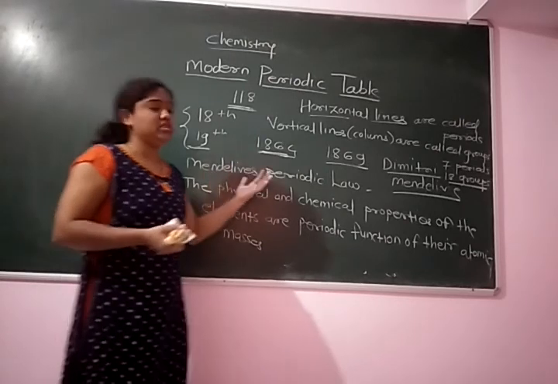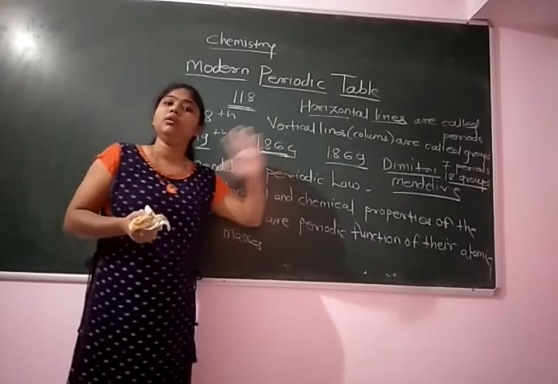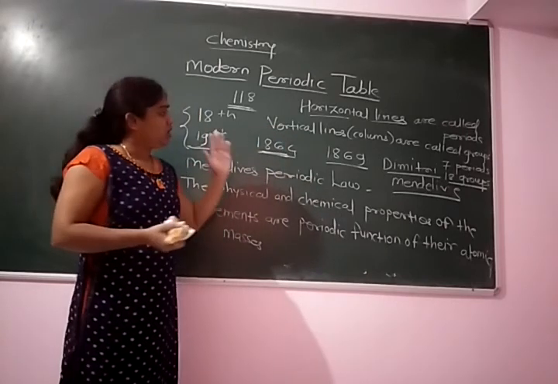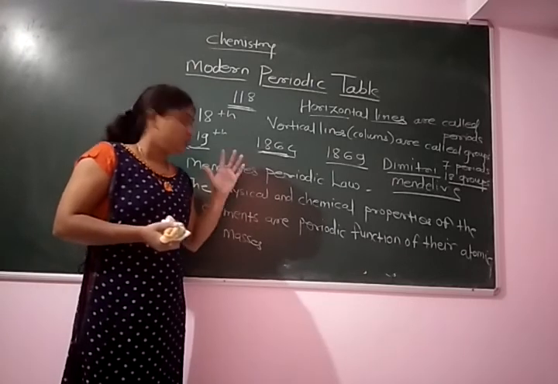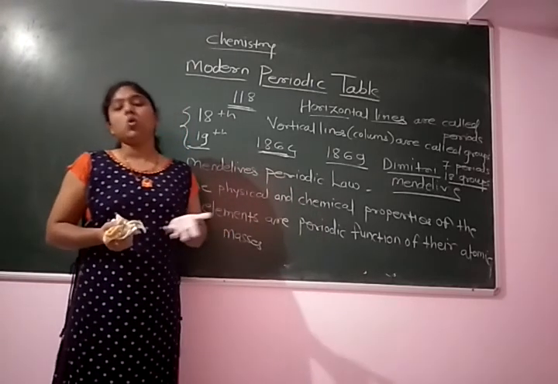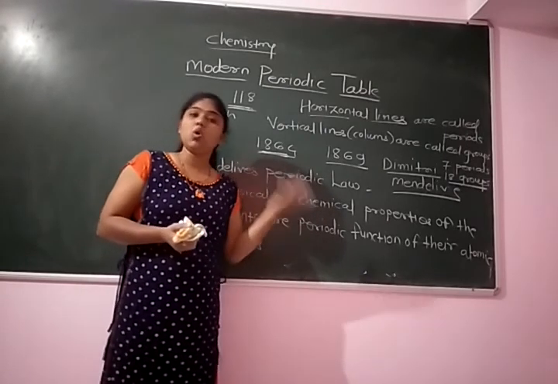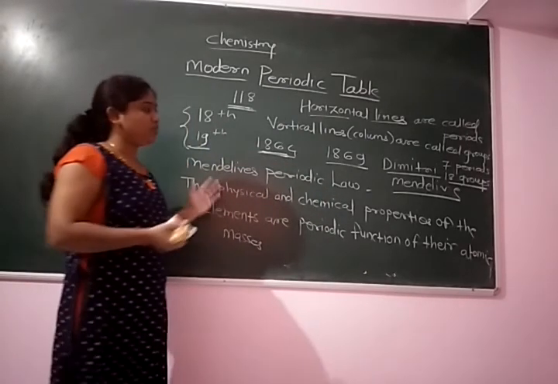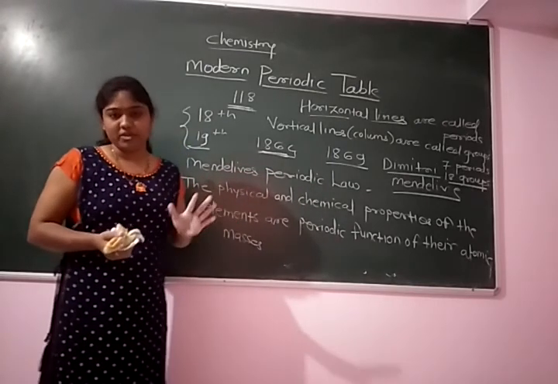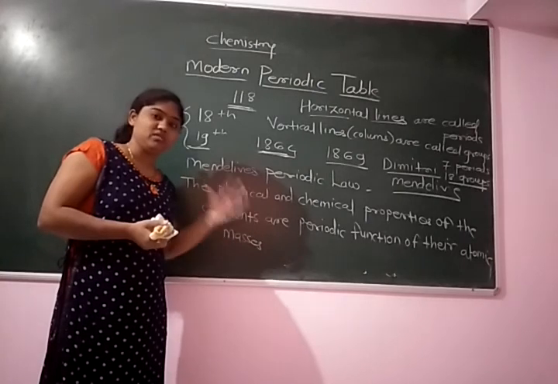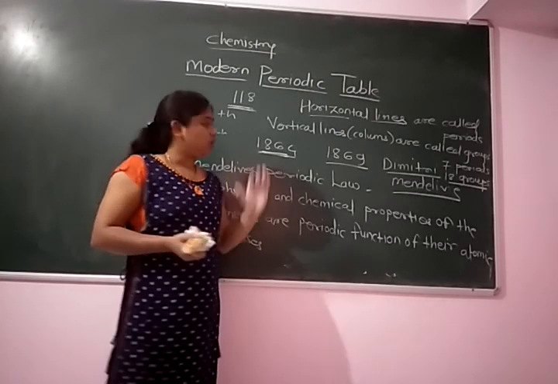On the basis of their physical and chemical properties, they were classified as metals, non-metals and metalloids. In 1817, Dobereiner came and said that there were groups of 3 elements, which he called triads. The atomic weight of the middle element was approximately the average of the other 2 elements. Lithium, sodium and potassium are such triads.